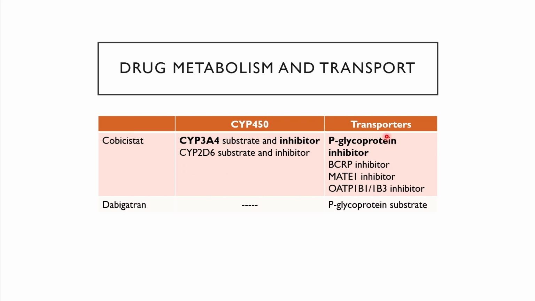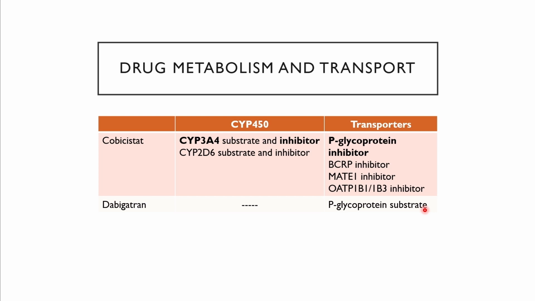But when we take a look at transporters and the transporters that are implicated for this particular drug, we actually see a number of transporters that are involved for this particular medication, including P-glycoprotein, BCRP, MATE1, OATP1B1, and 1B3. And these are all different functions, and these transporters are located all throughout the body in different areas. But what's important to understand and appreciate is that dabigatran happens to be a pretty sensitive substrate for P-glycoprotein.